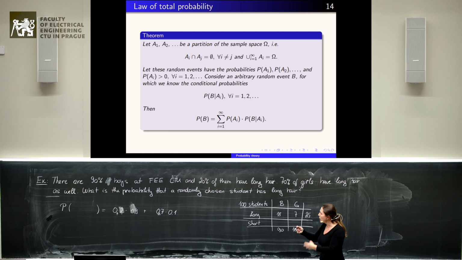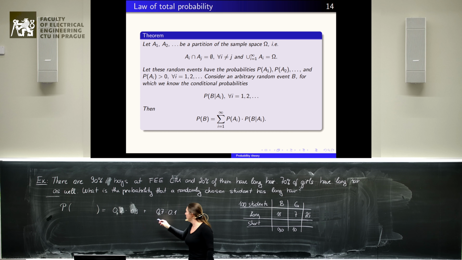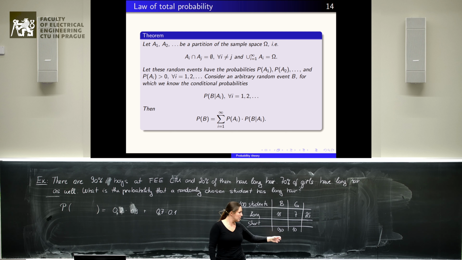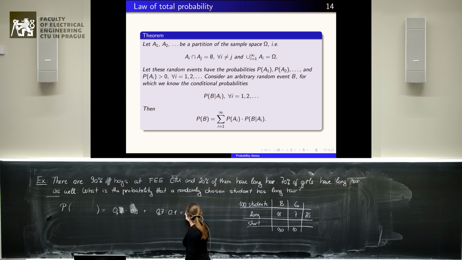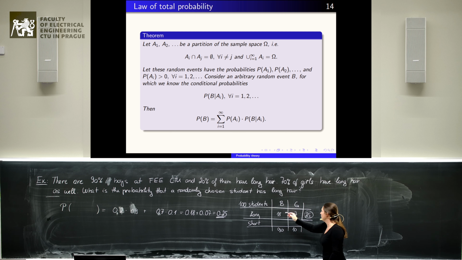Therefore, we multiply the probability for boys and for girls by the weight corresponding to the ratio of boys and girls, respectively. So it is 0.18 plus 0.07, so it is 0.25, which is in fact the probability which can be calculated in this way. 25 people have long hair, and the total amount of students is 100, so 25 over 100 gives us the same result.